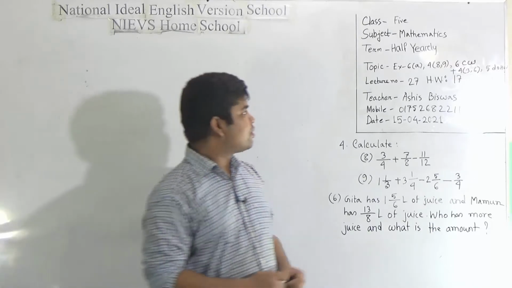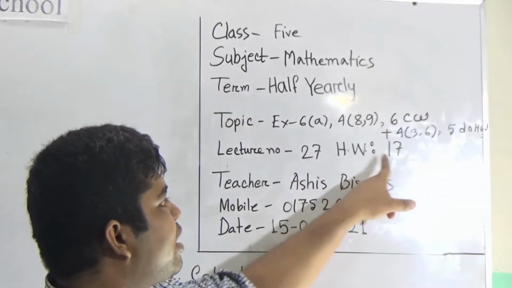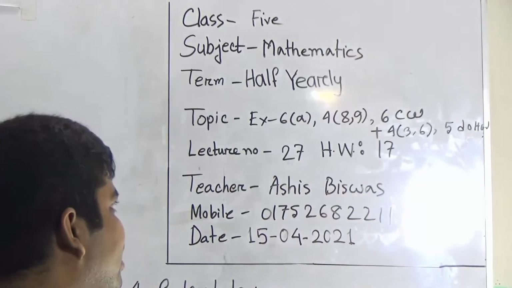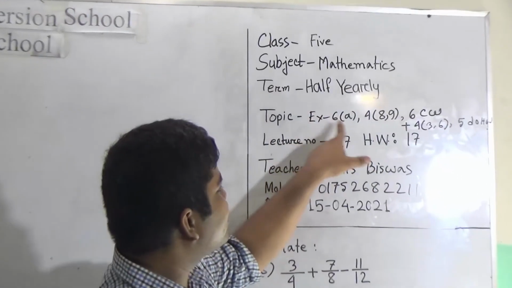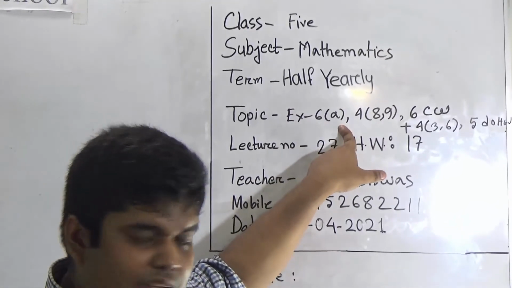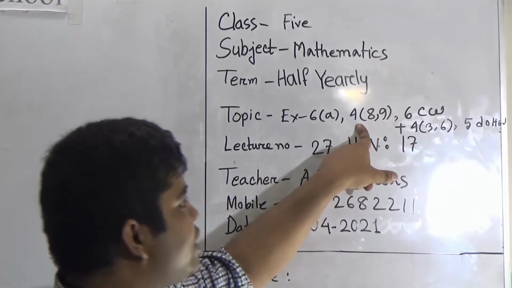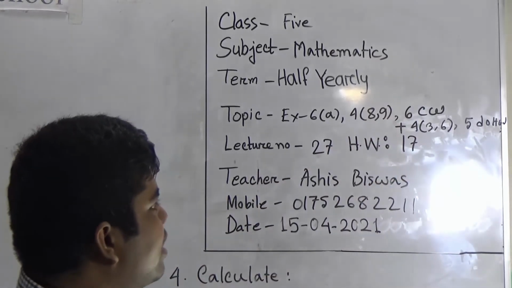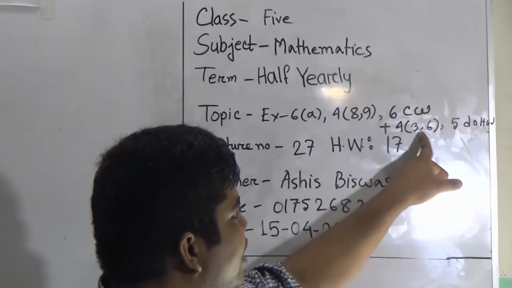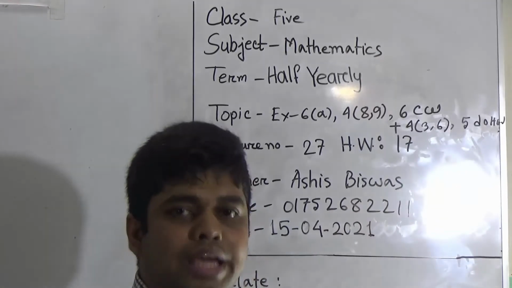Dear students, today is our lecture number 27 and SW number 17 of half yearly. Our today's topic is exercise 6A. From exercise 6A, we shall solve questions number 4 and 6. From 4, we shall solve 8 and 9. And from 4, sub-questions 3 and 6 will be your SW, and 5 also will be your SW.